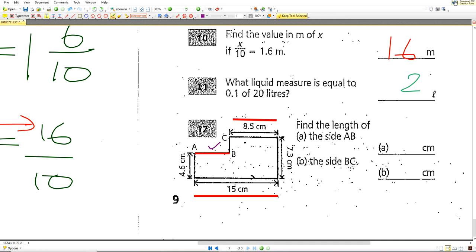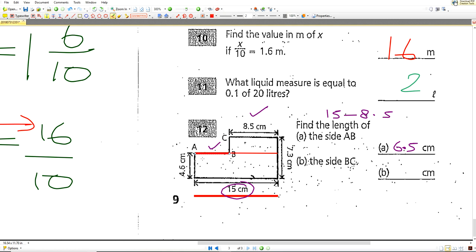This length here and this length together make 15, because when you put them together, there you go, it gives you the whole length. So to work out AB, the missing length, we have to do 15 minus 8.5. That'll give you 6.5. Then we go and find the length of BC. We do that in a similar way.